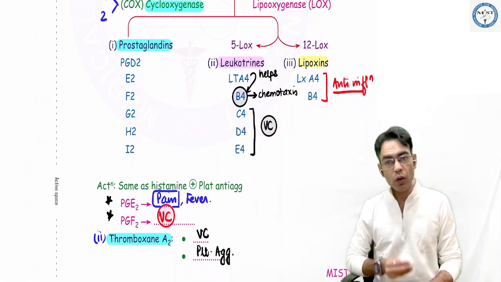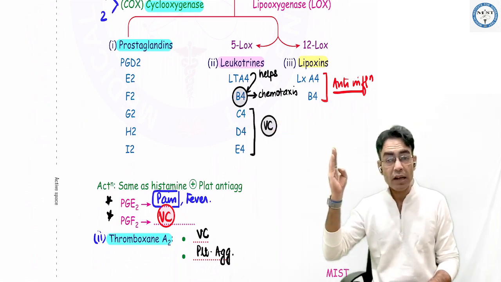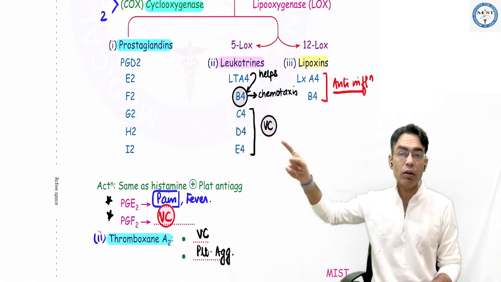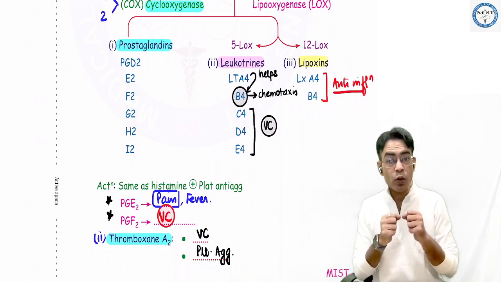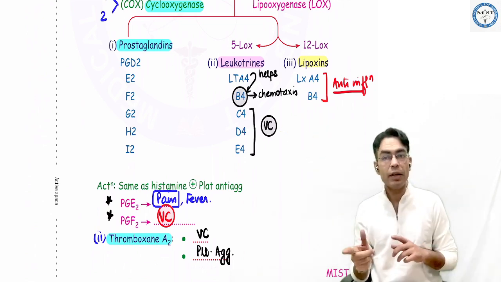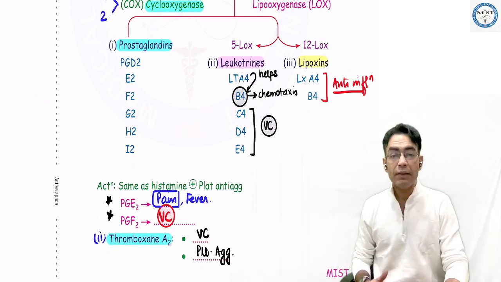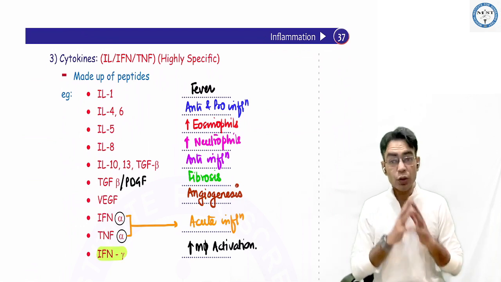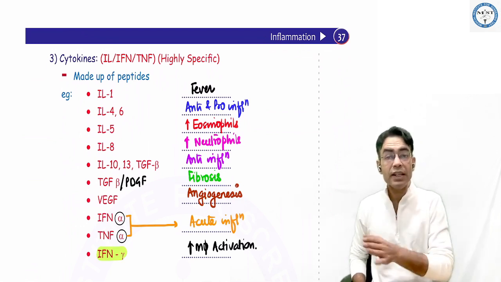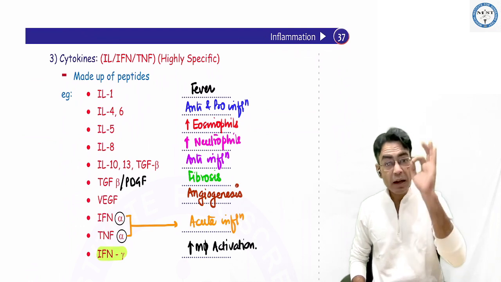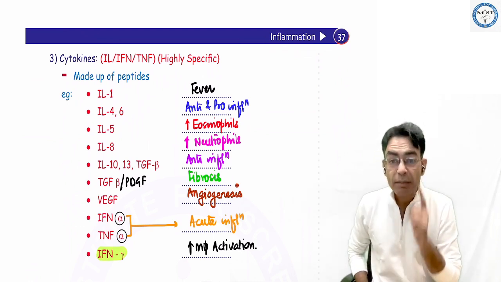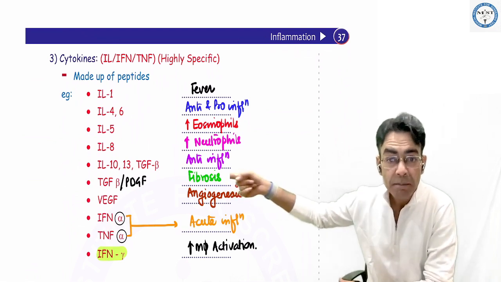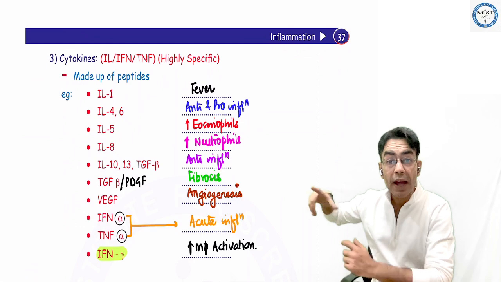Leukotrienes: B4 will cause chemotaxis. We have endogenous chemoattractants, ILC was the mnemonic. And C4, D4, E4: vasoconstriction. So leukotrienes are very potent vasoconstrictors. And lipoxins are anti-inflammatory, LXA4, B4. Then we have your cytokines: 1 for fever, 4 and 6 anti-pro, 5 eosinophil, 8 neutrophil, 10, 13, TGF beta, fibrosis. TGF beta, PDGF, remember, fibrosis. TGF beta and PDGF, fibrosis. TGF beta is the main cytokine responsible for repair in chronic inflammation.